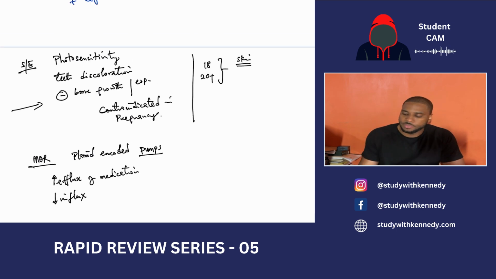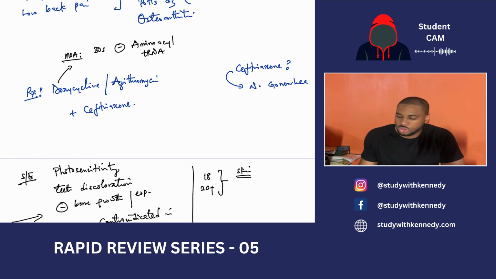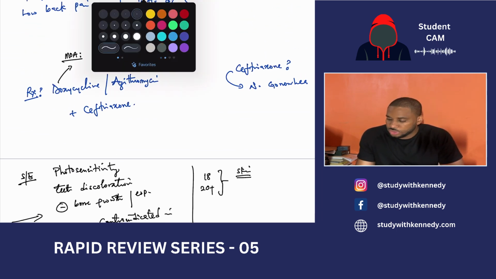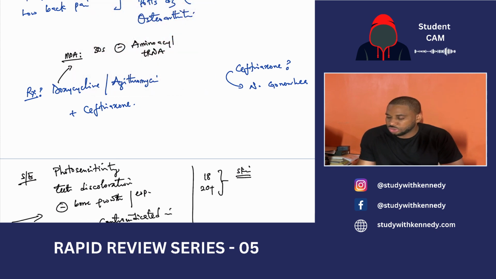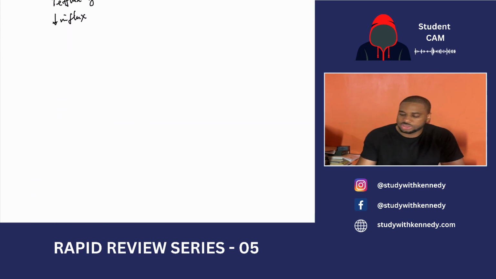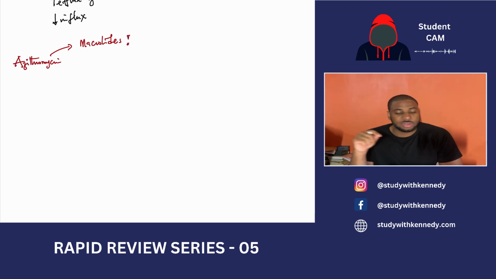All right. We saw doxycycline, we saw azithromycin. What's the mechanism of action of azithromycin? First of all, what class of medication is azithromycin under? These are macrolides. Azithromycin is a macrolide. We have other macrolides. Do you remember what they are?